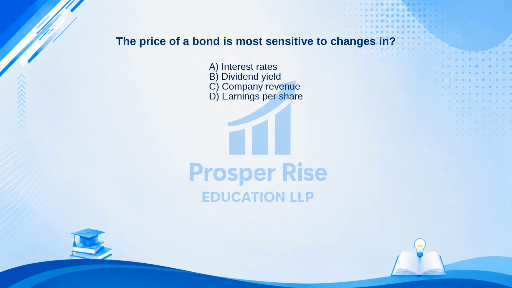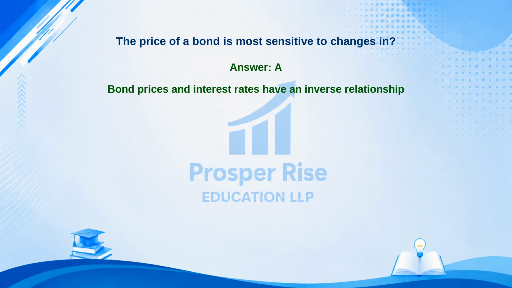Or D. Earnings per share. Take a moment to pause the video and decide. The correct answer is option A. Let's see why. Bond prices and interest rates have an inverse relationship.